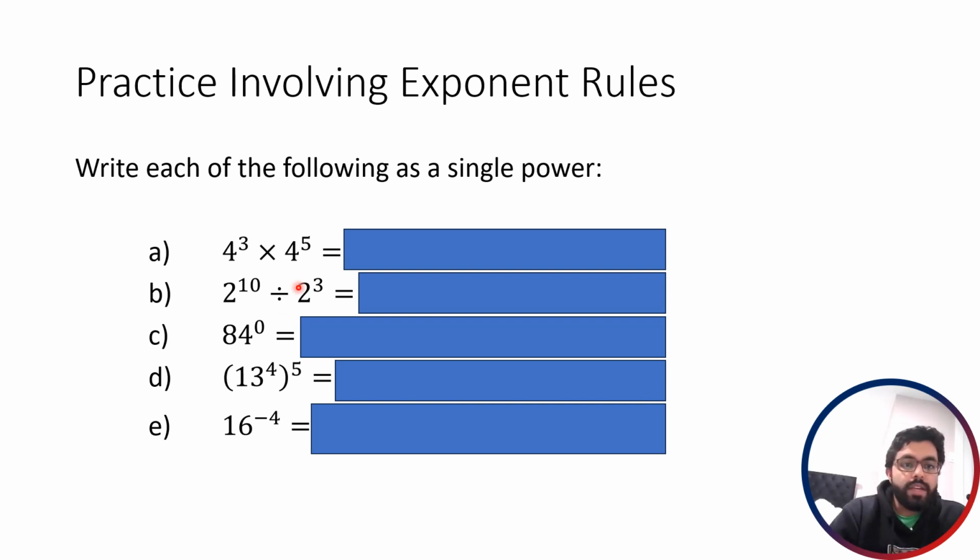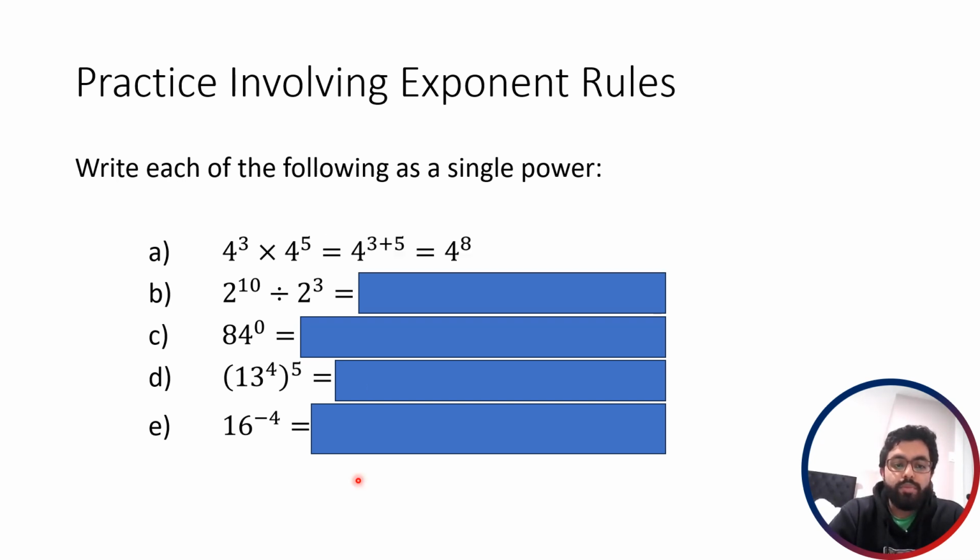All right, so let's take a look at the answers to these practice questions. The first one is following the product rule, the first rule from the last slide. The base stays the same because we've got a 4 here and a 4 here, so we'll keep the base the same. And because they're being multiplied together, the product rule says that you can add the exponents together. So we get 4 to the exponent of 3 plus 5, which is 8. So 4 to the exponent 8.